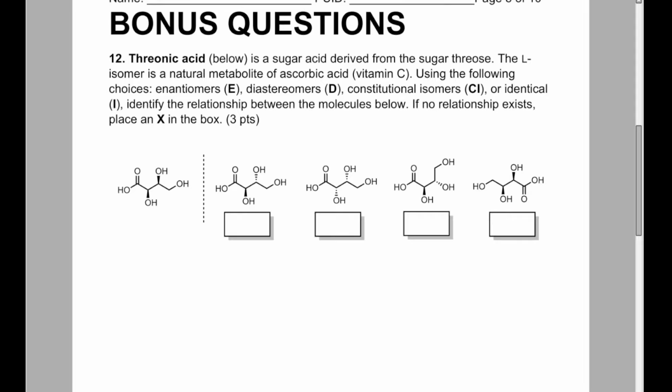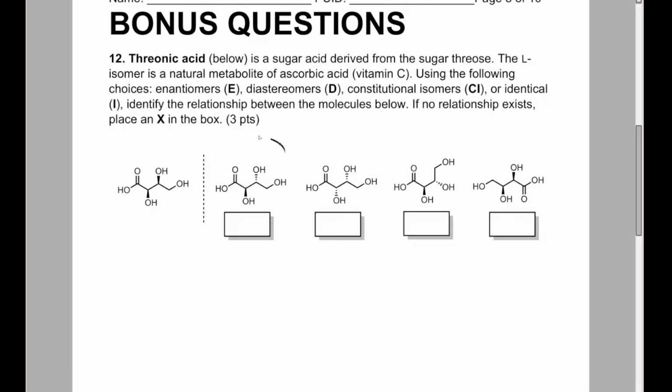12. Threonic acid below is a sugar acid derived from the sugar threose. The L isomer is a natural metabolite of ascorbic acid, vitamin C. Using the following choices: enantiomers, E, diastereomers, D, constitutional isomers, CI, or identical, I, identify the relationship between the molecules below. If no relationship exists, place an X in the box. So we can just go from left to right in this order.